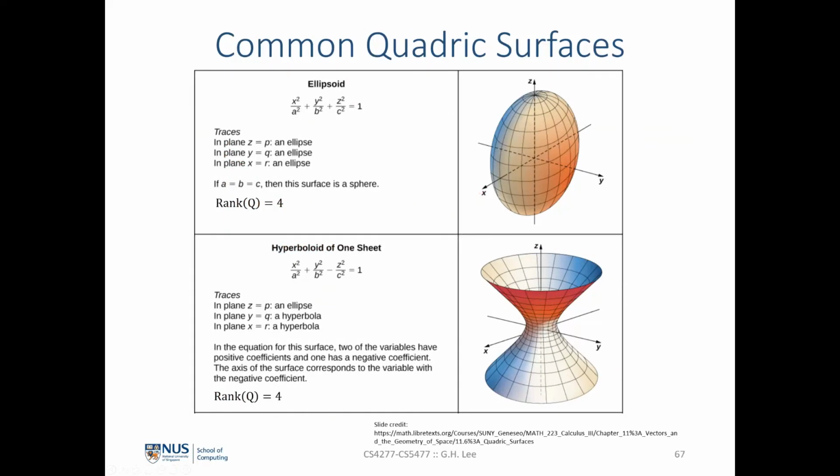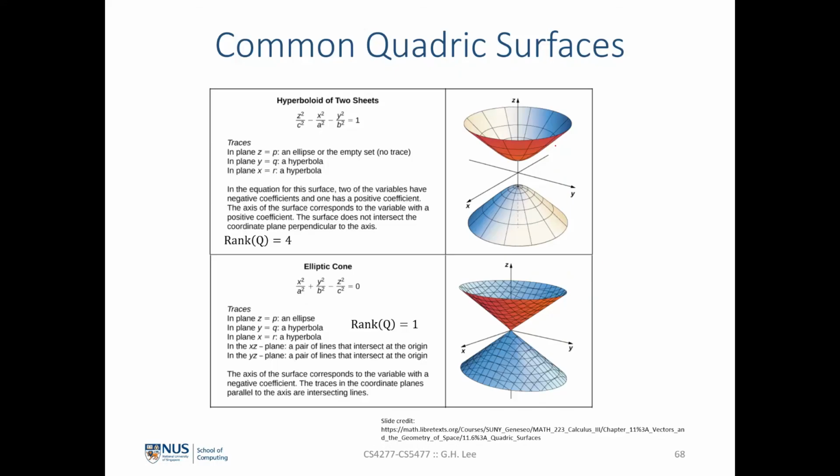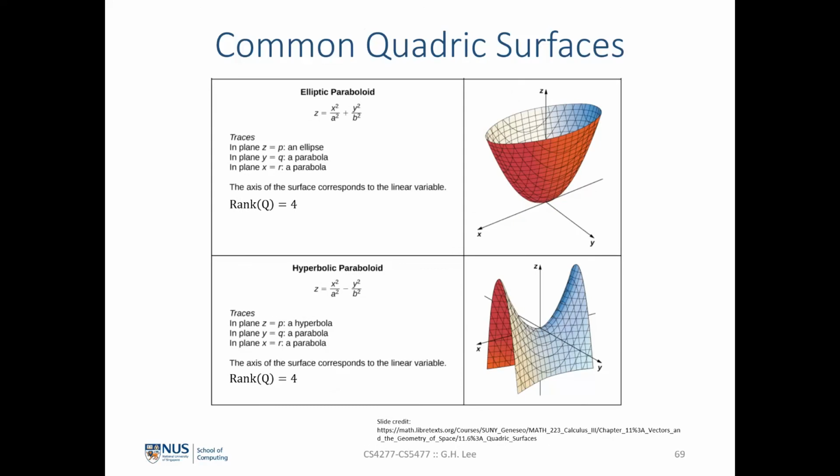Here are some common quadric surfaces: the ellipsoid and the hyperboloid of one sheet, and these are given by these plots over here. There is also the hyperboloid of two sheets, as well as the elliptic cone that is given by this. This is a degenerate quadric where the rank is only equal to 1. And there is also a full rank elliptic paraboloid, as well as the hyperbolic paraboloid.